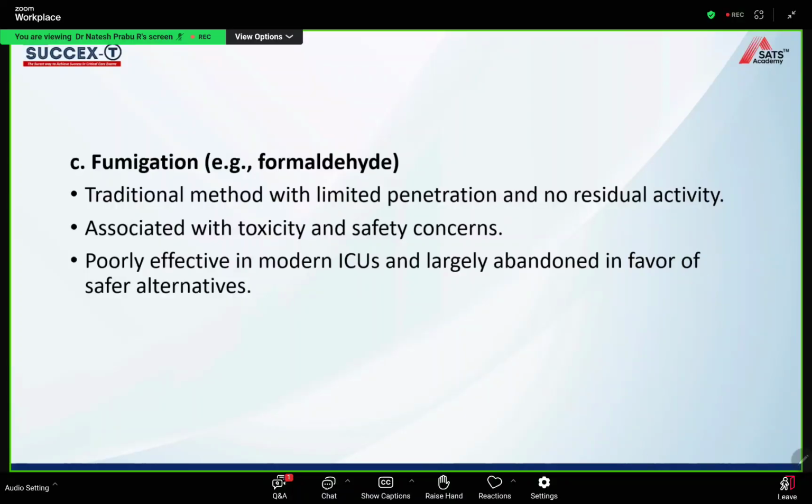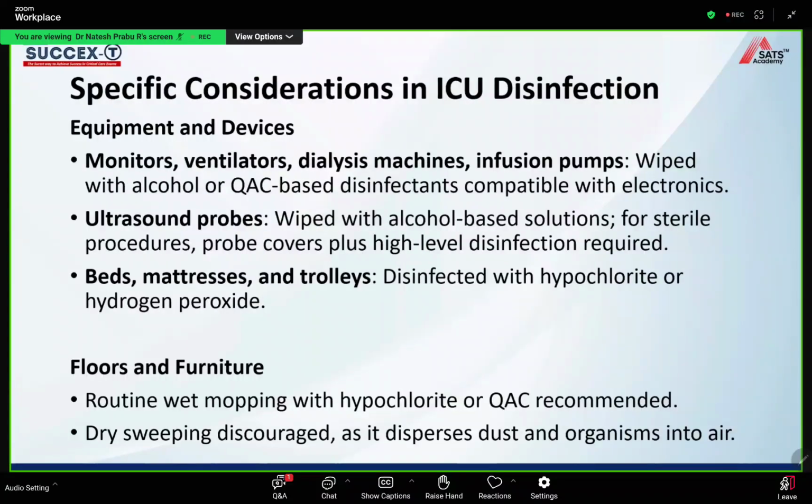Coming on to certain equipment and devices, we have monitors, ventilators, dialysis machines, and infusion pumps, which have to be wiped with alcohol-based disinfectants compatible with electronics. Ultrasound probes should be wiped with alcohol-based solutions, and for sterile procedures, probe covers plus high-level disinfection are required. Beds, mattresses, and trolleys are disinfected with hypochlorite or hydrogen peroxide.